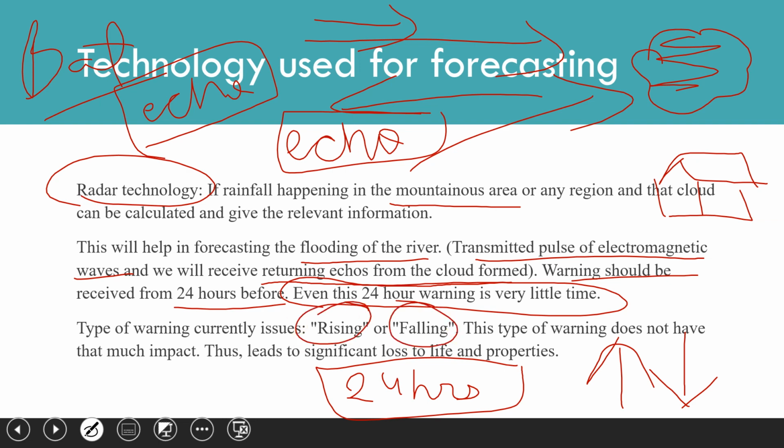To give that much impact, you have to give some authentic kind of situation. You have to explain at what time this river will flood, at what time this water level will rise to that area. So only these two terms, rising and falling, will not have such an impact. Thus we suffer significant loss of life and property, because it does not create an alarming emergency situation among the people. If there is an emergency, people will automatically move from that region.